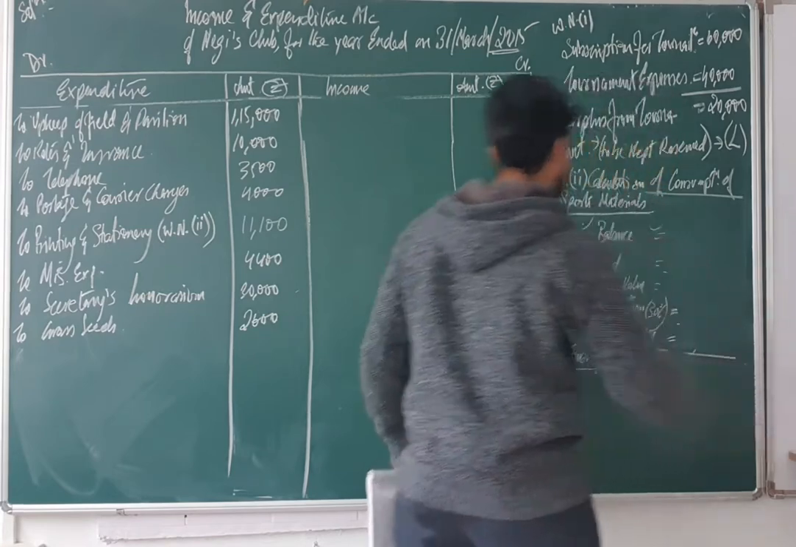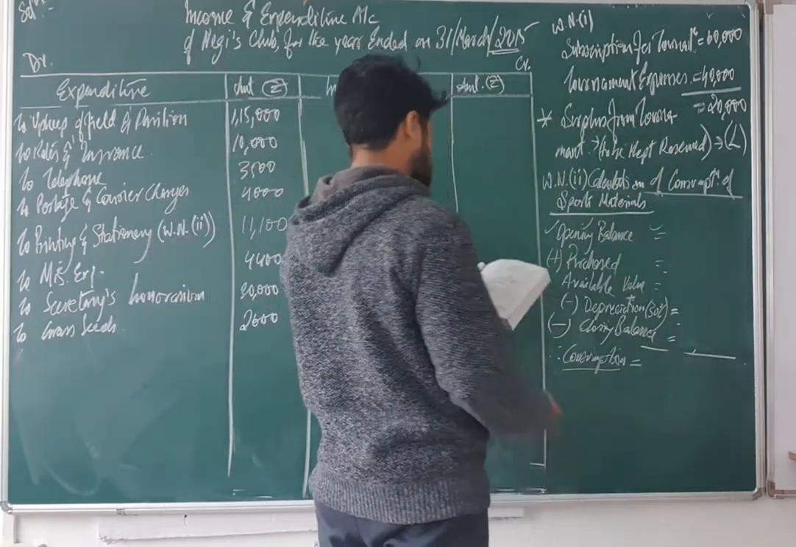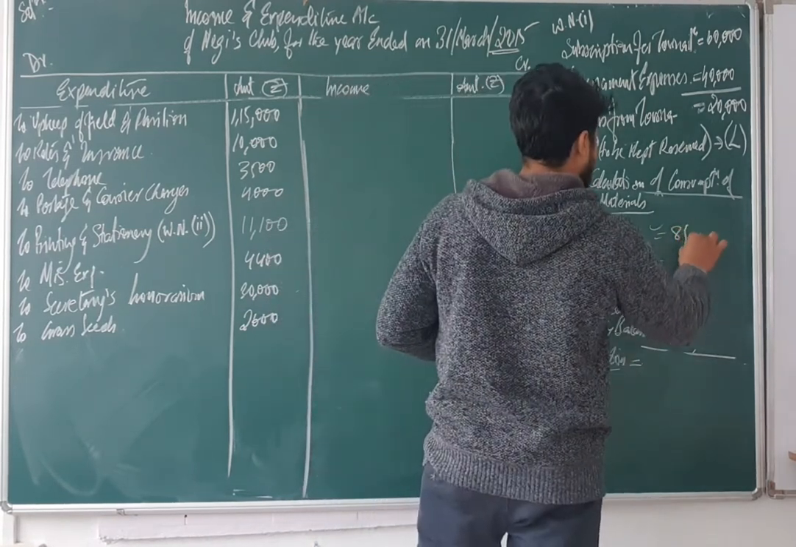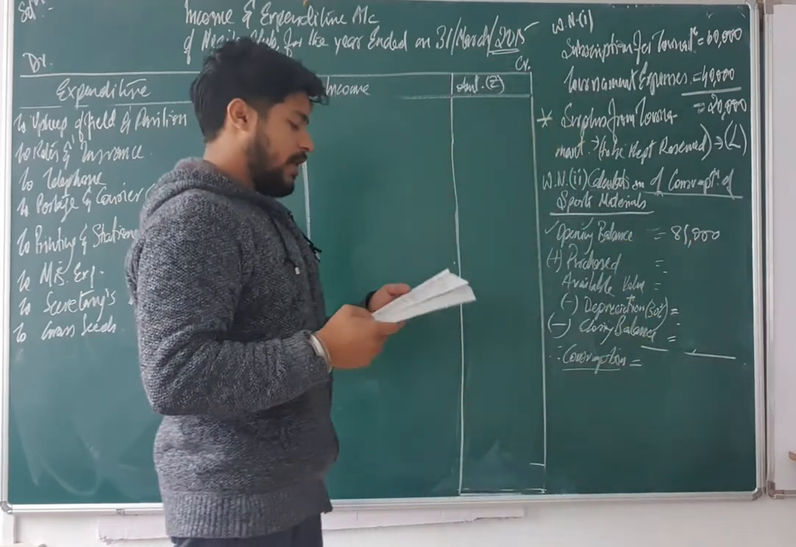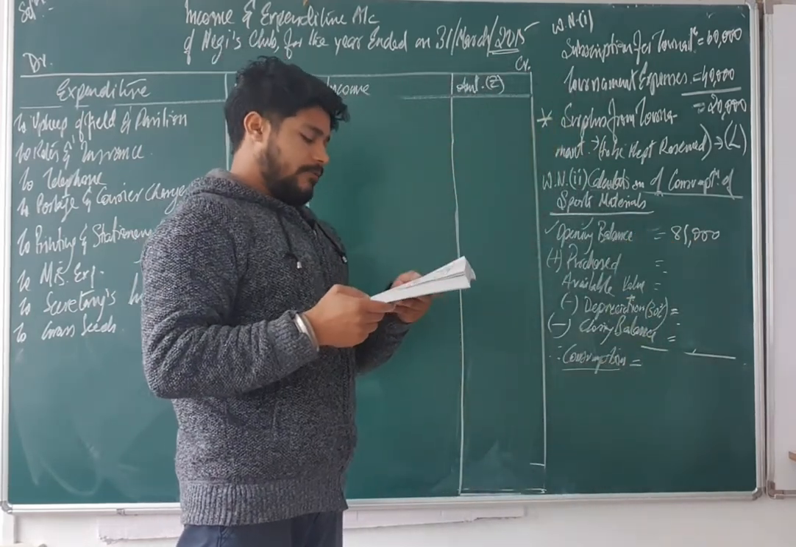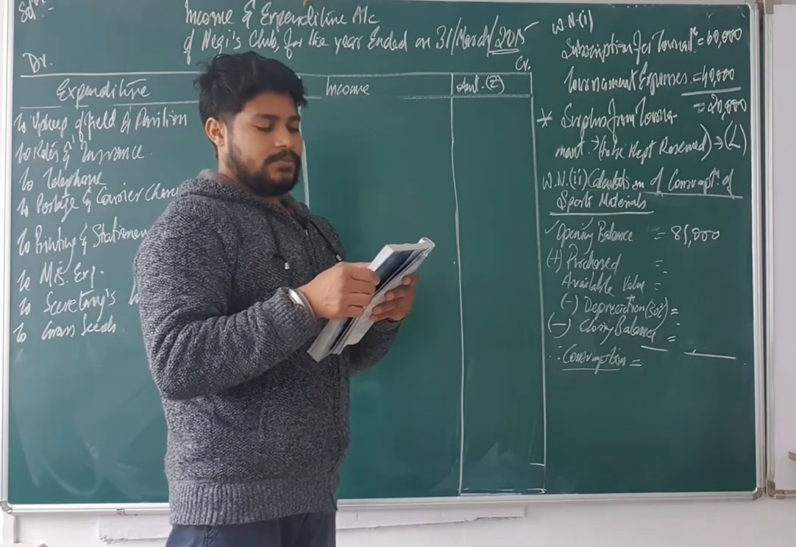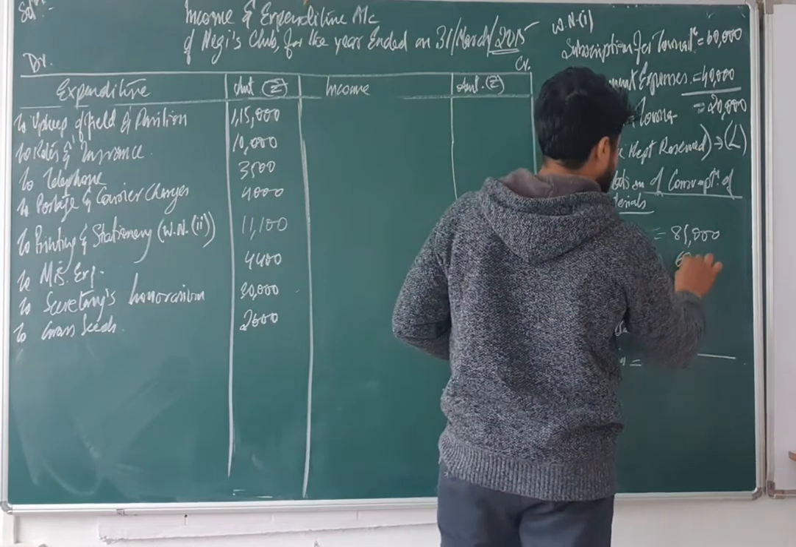So I'll just follow the same procedure, okay? So that you understand. Opening balance is given to you as 85,000. I'll write down that. Then in the question they have said that you have purchased something. See in the payment side, purchase of sports materials 68.